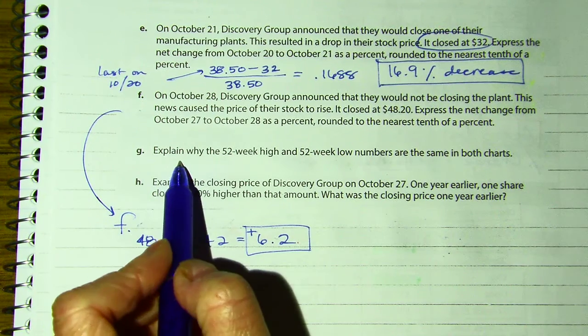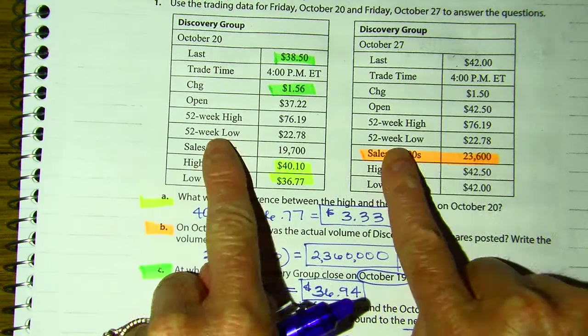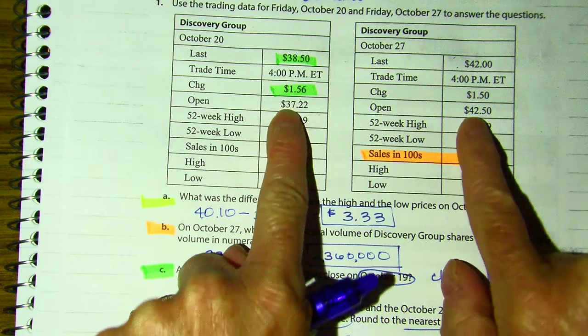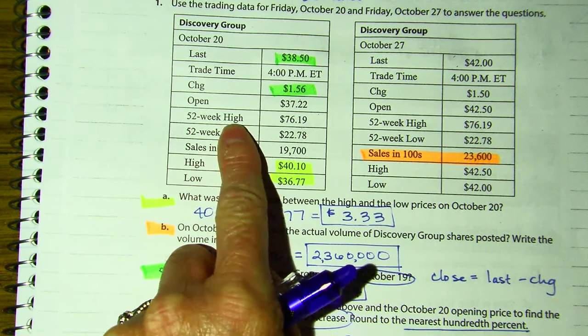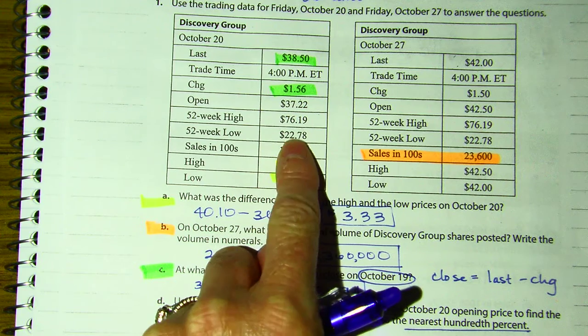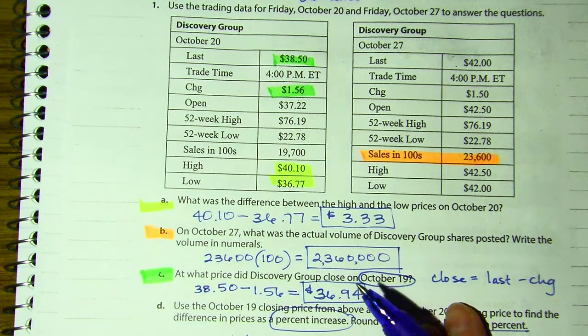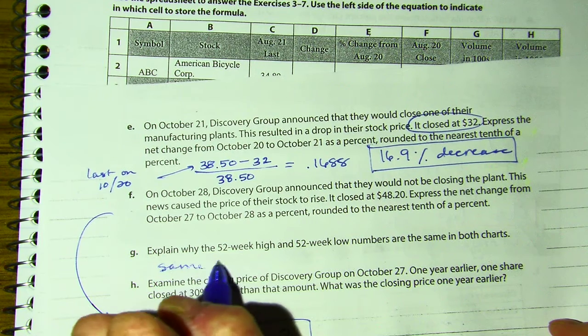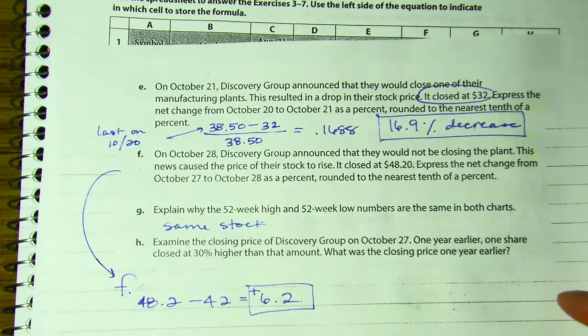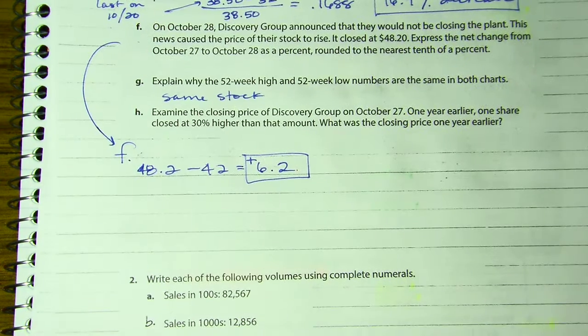G, explain why the 52-week highs and lows are the same number. So 52 weeks, that's a whole year. So they're saying in the last 52 weeks, this was the highest and this was the lowest. So why would that be the same? Simply put, these are the same stock. So it's comparing the same data.